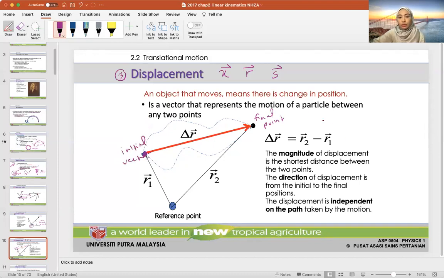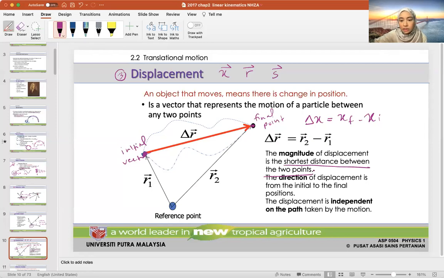Okay, so to find the displacement vector, kita akan tulis delta x, x final minus x initial, ataupun kat sini tulis delta r, R2 minus R1. So R2 is over here and then R1, tapi kita tak akan pakai macam ni lah, kita akan pakai X final minus Xi. Okay, the magnitude of displacement is the shortest distance between the 2 points.